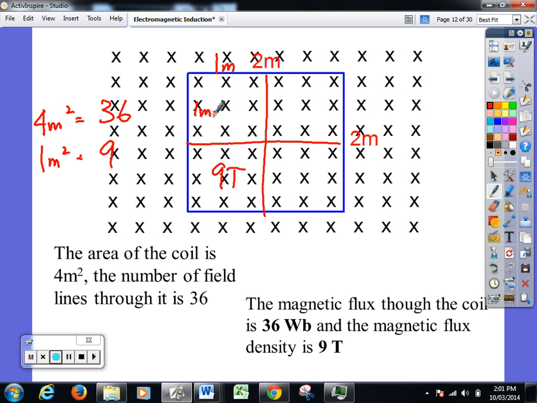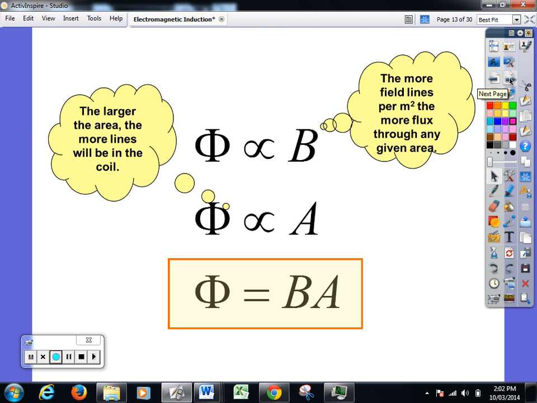The rectangle contains how many? 36. So this is the magnetic flux density, which is the strength of the field, is 9 Tesla. But the actual flux, the number of lines through the coil or through that rectangle is 36 Weber. Are we okay? Are we getting this concept? Right, yeah. So now we know that they are related.